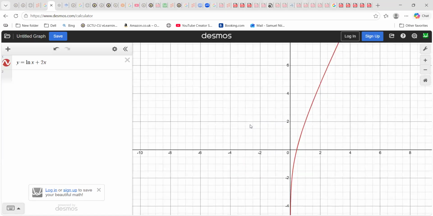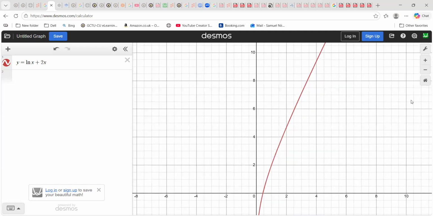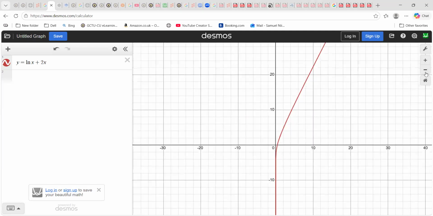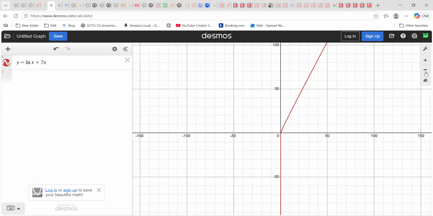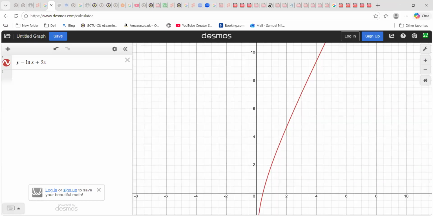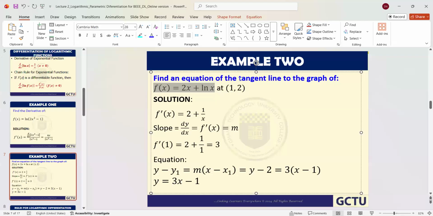So if the question says that you should find a tangent line, this line seems to be going up. When you minimize it, it looks as if it is a line, but when you open it, it seems as if it's a curve. It's actually curving and going up because of the natural log. So what do they mean by finding the equation of the tangent? So the tangent will be finding the slope.